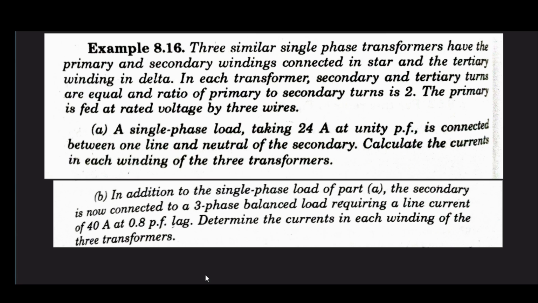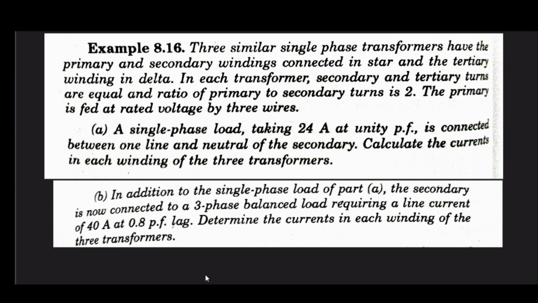The primary is fed at rated voltage by a 3-wire supply. So 3-wire implies you have an ungrounded neutral, because whenever a neutral is present, you must have a 4-wire connection. With 3-wire, even if your primary is star, still it does not have a neutral available to you. So what is the situation? A single phase load taking 24 ampere and unity power factor is connected between one line and neutral. Calculate the current in each winding of the transformer.